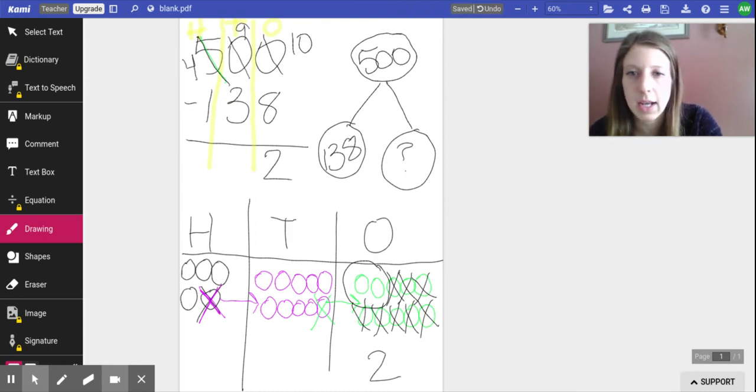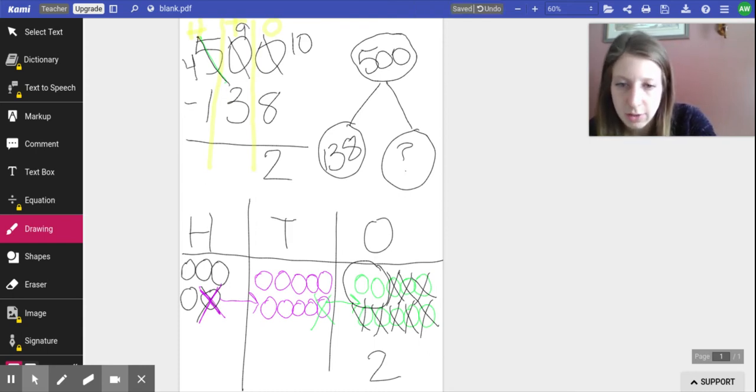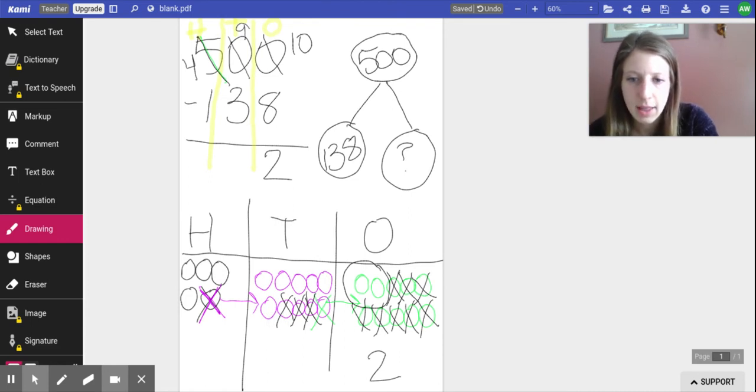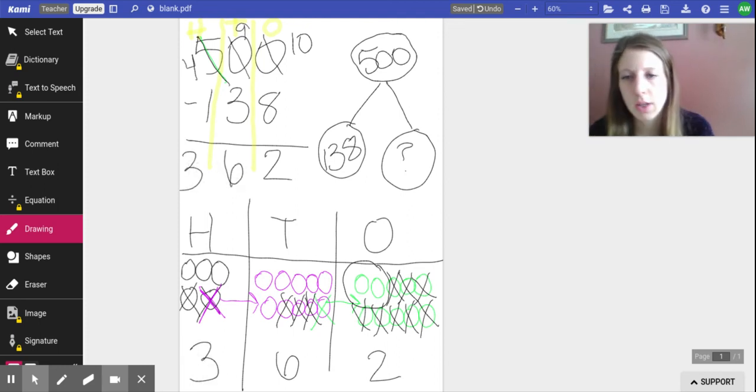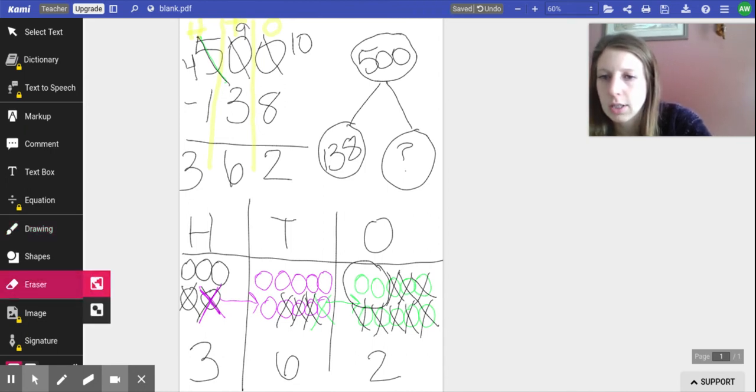Now in my tens place, I'm subtracting 3 from 9. So I'm going to cross off 3. Do not count the green X you already crossed off. That's something we unbundled. So start fresh. 1, 2, 3. And that leaves me with 1, 2, 3, 4, 5, 6 tens. And if I go to my hundreds place, I'm taking 1 away. And that's going to leave me with 3 hundreds. So we got 6 tens and 3 hundreds. So the answer I just got was 362.